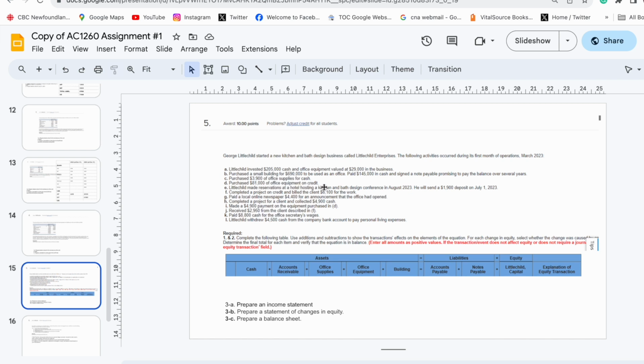Made reservations at a hotel hosting a kitchen and bath design conference on August 23rd. He'll send a $1,900 deposit on July 1st. This is a reservation. He hasn't done anything, so there's really no need to do anything here because there's no commitment of cash. Okay, so there's no effect.